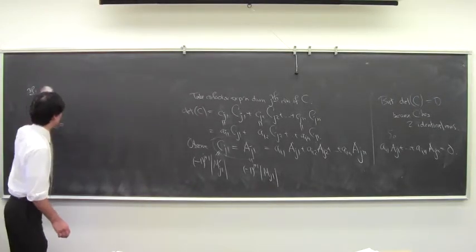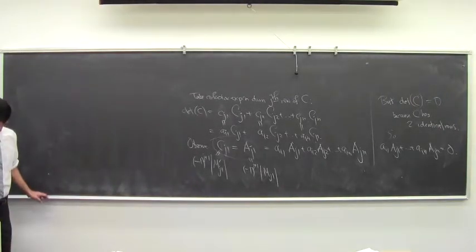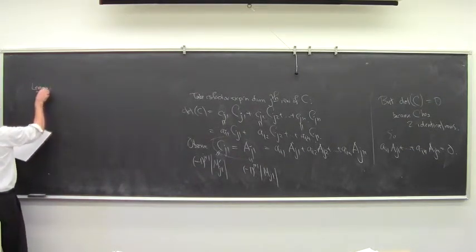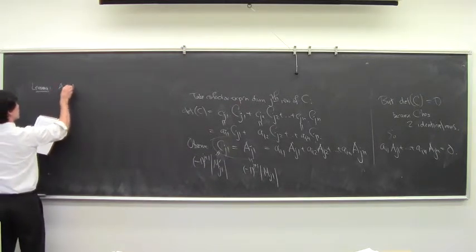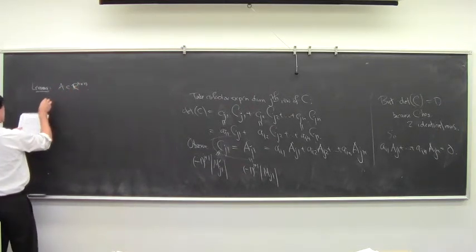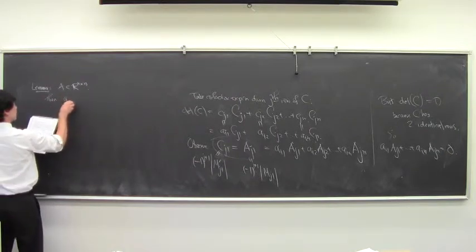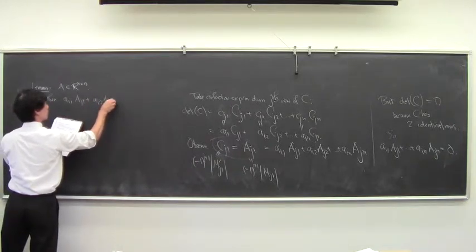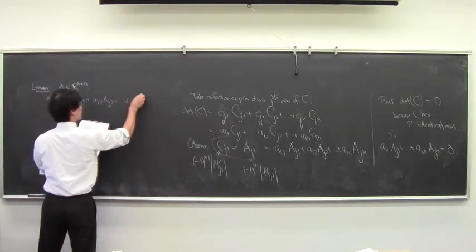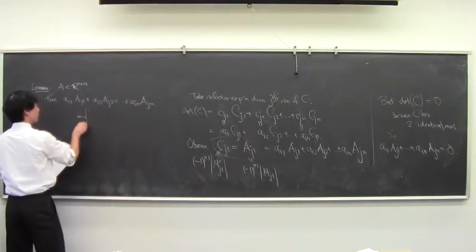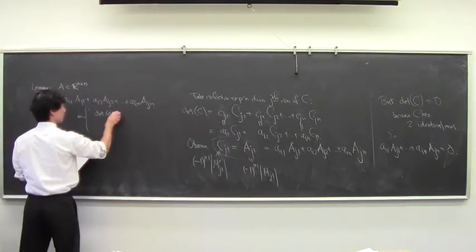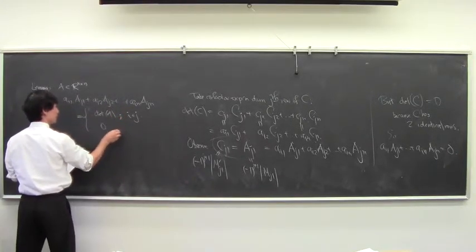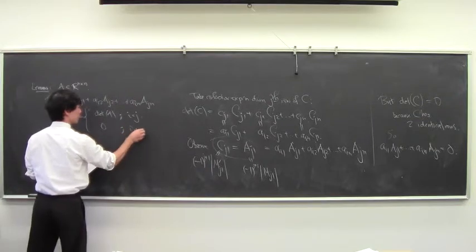Okay. So what we've shown is this lemma: that if A is an n by n matrix, then if you take the cofactor expansion, you end up with the determinant if i equals j, and you end up with 0 if i is not equal to j.